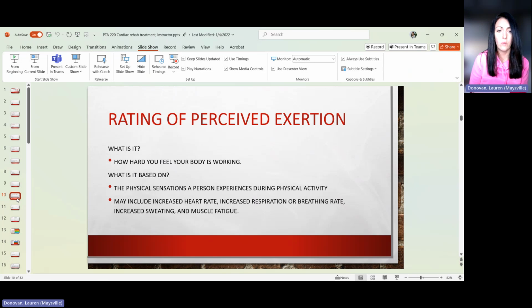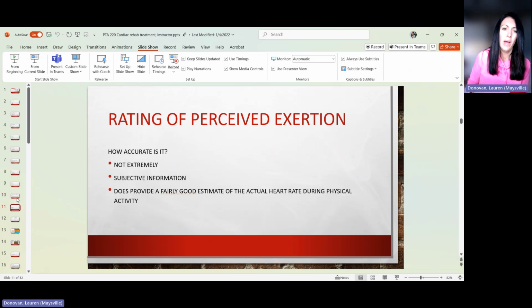Not only what RPE is, pretty much what is the physical sensation a person experiences during physical activity. And this could include increased heart rate, increased respiration or breathing rate, increased sweating, and muscle fatigue. Those are all different signs to show how much exertion or how much physical sensation they're experiencing.